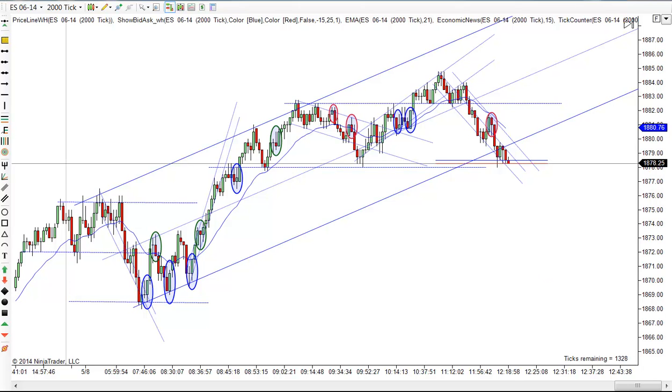Let me see if there was anything else. Seems like there was one chart maybe I was going to show. A trader asked me about a trade. I'm going to pause it just a sec.